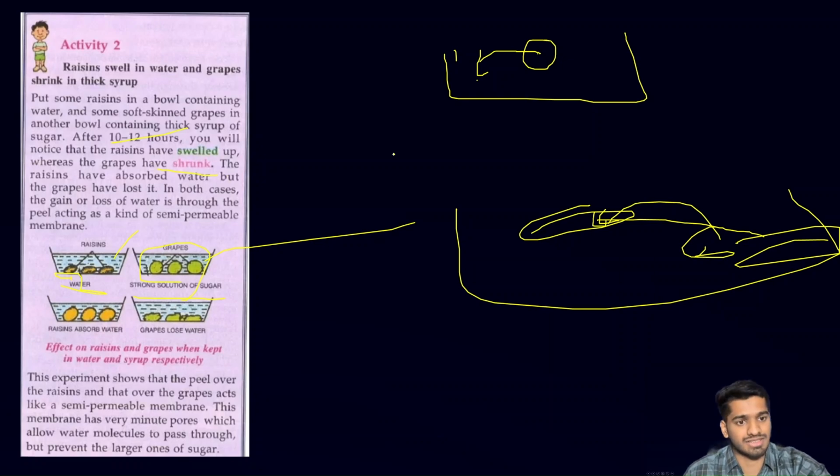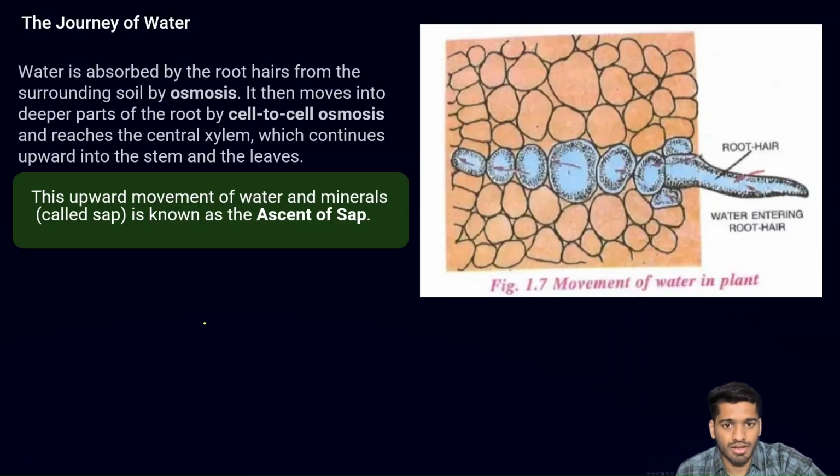So here we can understand the movement of water molecules according to osmosis. And here also you can see there is a semi-permeable membrane. The water molecules are going to cross the cell's semi-permeable membrane, and then it is going to get out of the cell or get inside the cell. Now the journey of water, very logical.